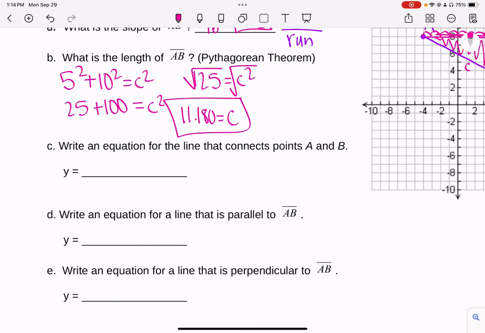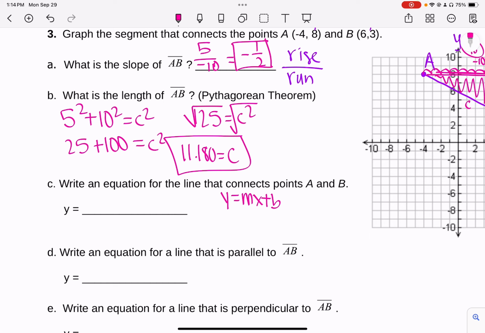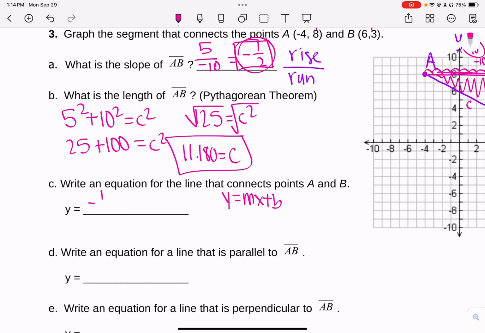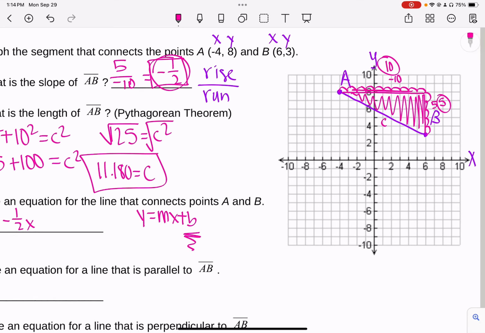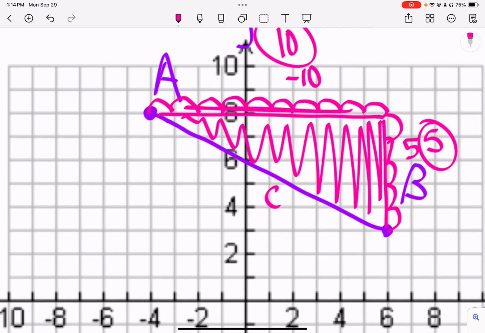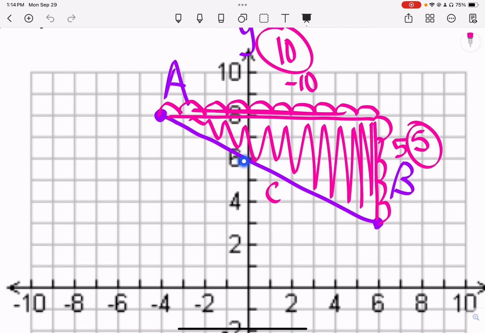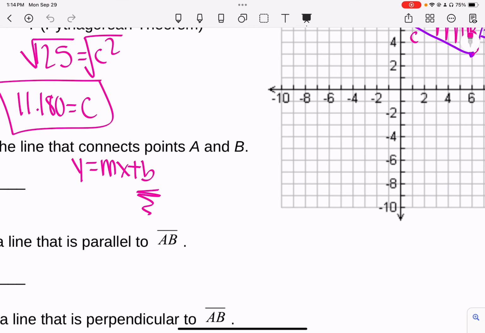All right, and then part C, it says write an equation for the line that connects those points. So we want to write it in y equals mx plus b. So we already have our slope here, which was -1/2. So that was up here, so -1/2 x. And then we want to know where it hits the y-axis, that's the b. So we're going to count this and make sure that we have it counted right and see the exact point. So it looks like it hits at 6, but we want to make sure that that's perfect. So we're going to go 1, 1, 2, 1, 1, 2, 1, 1, 2. It does hit perfectly at 6, so we're going to write that 6 there.